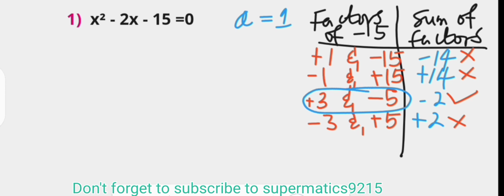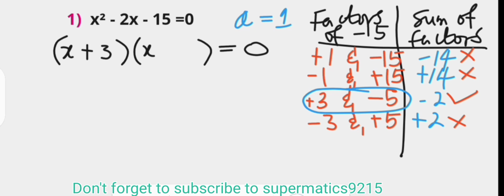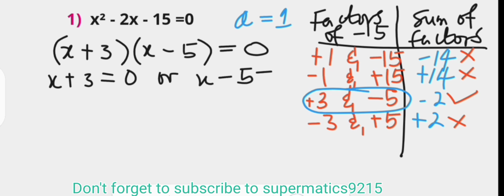To factor the equation x squared minus 2x minus 15, we know, because the leading term is x squared, that the first bracket must contain an x, the second must contain an x, and that equals 0. We just slot in our factors as discovered here, positive 3 and negative 5. Now, if we multiply two numbers and the product gives 0, then it means either of the numbers is 0. So if the product of x plus 3 and x minus 5 is 0, then either x plus 3 is 0 or x minus 5 is 0.